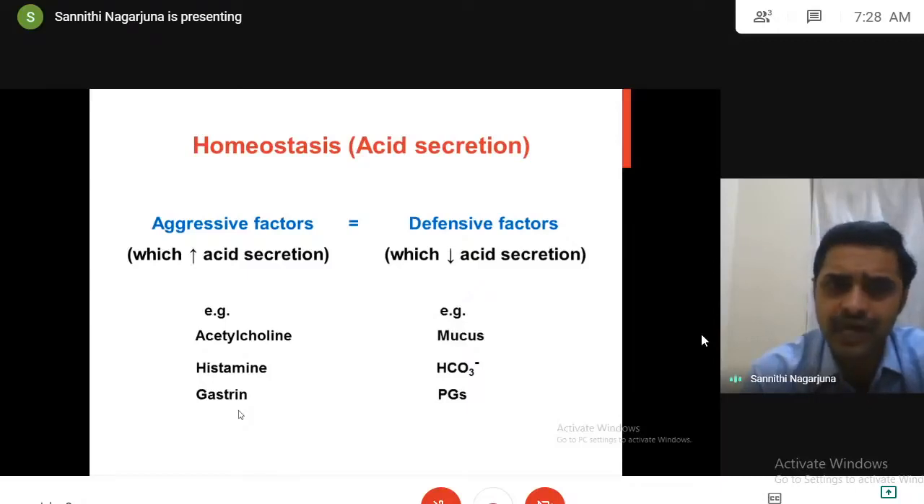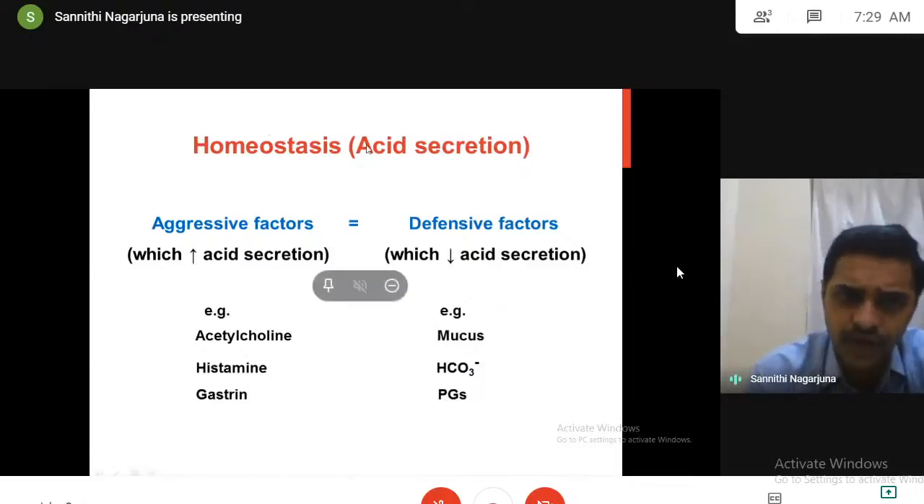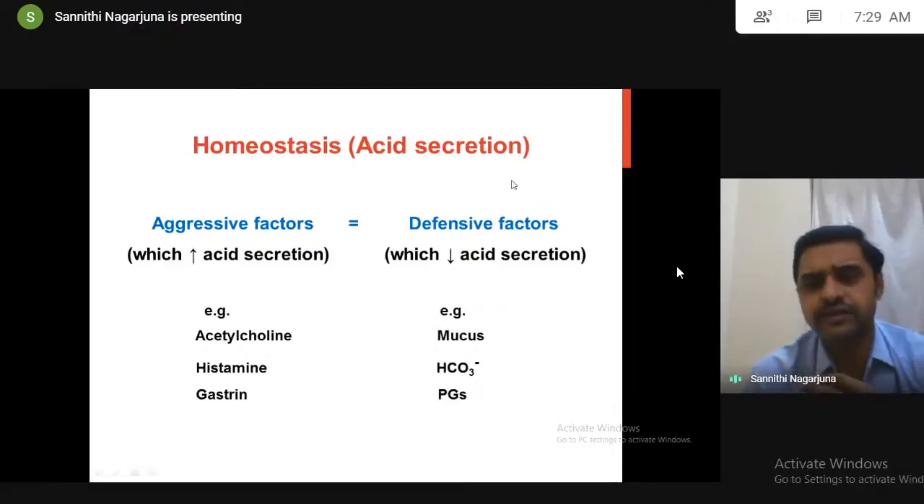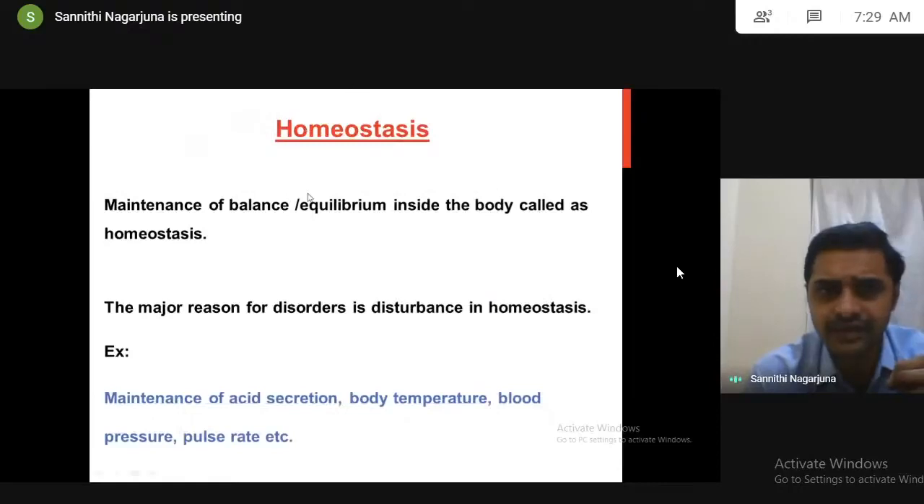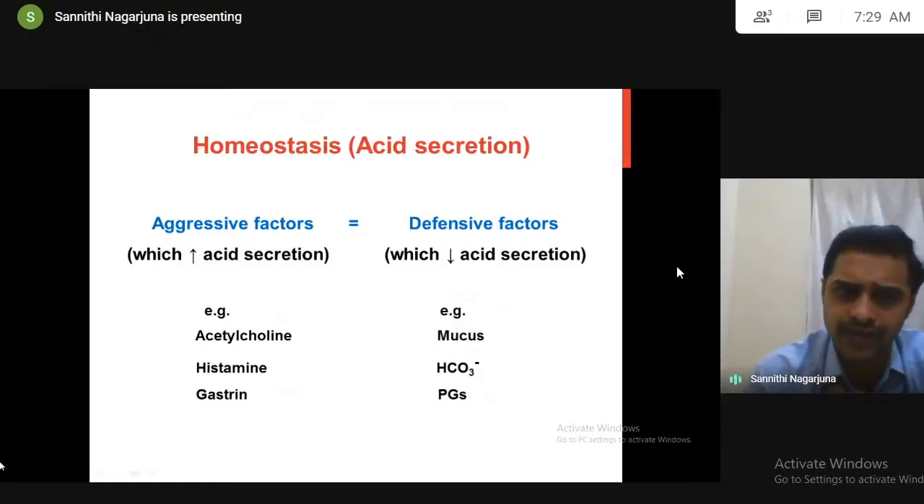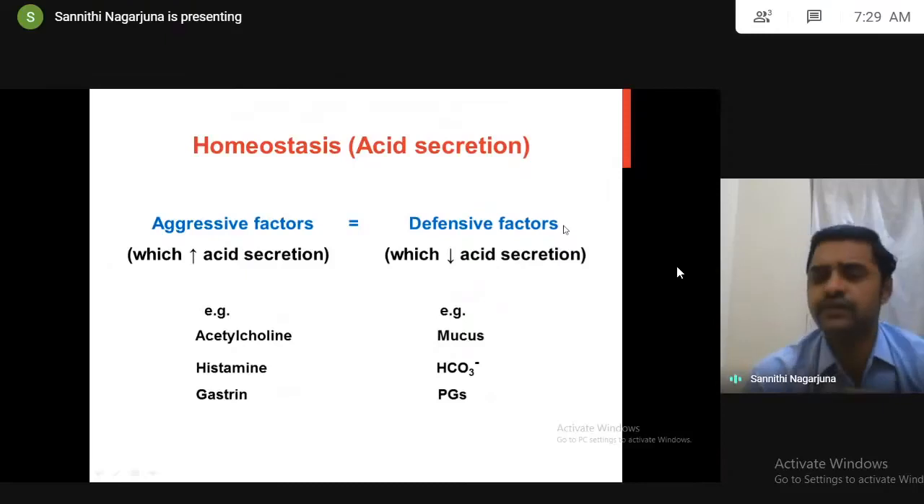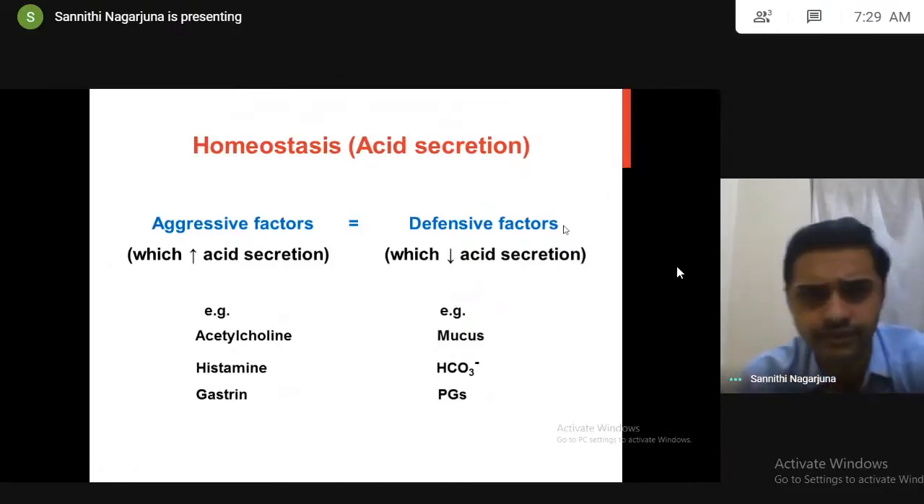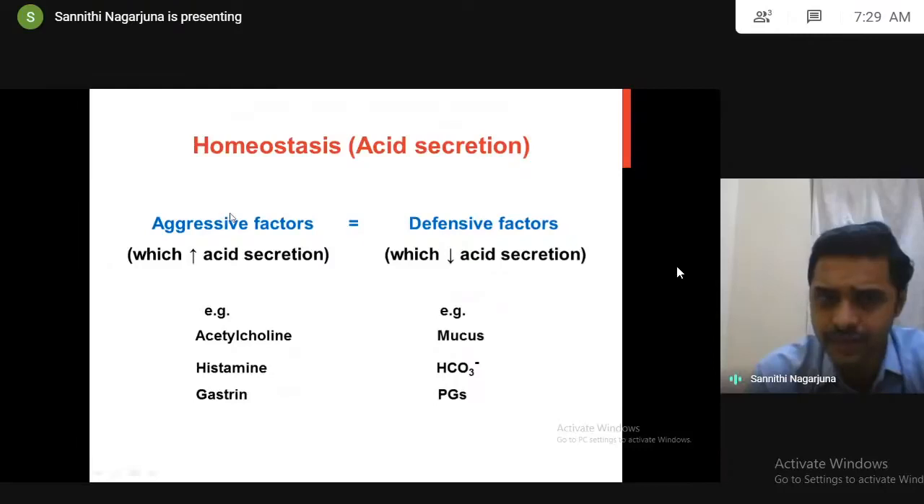Our present topic is what? Ulcer, dealing with excessive acid secretion. First, we have to know what the homeostasis for acid secretion is. So one of the homeostasis mechanisms is maintenance of acid secretion. Acid secretion is well maintained by two factors in our body. One is called aggressive factors, another is called defensive factors.